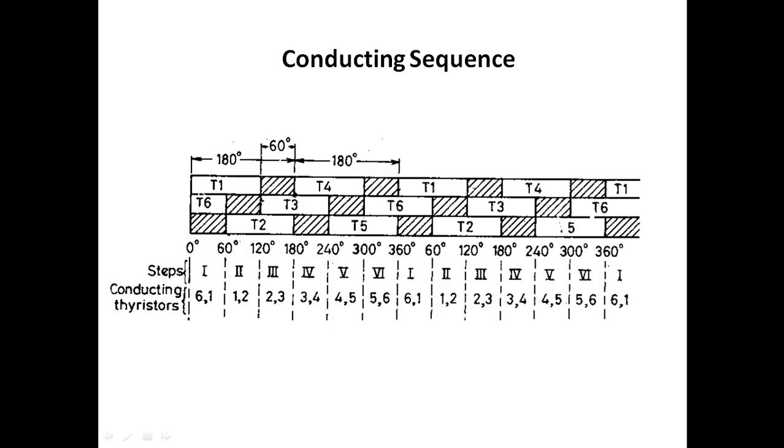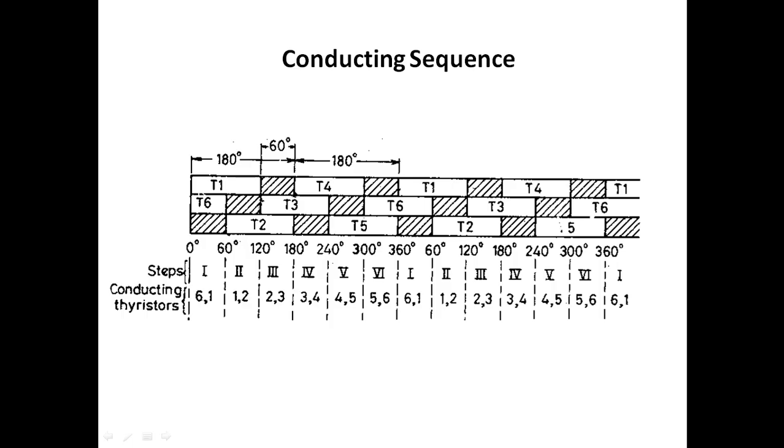In the first phase, T1 will start the conduction at 0 and it will finish at 120 degrees, and for the remaining 60 degrees no devices will be conducting. T3 will start at 180 degrees and finish at 180 plus 120, that is 300. Next, from 300 to 360 there will not be any conduction of devices, so it will be the zero conduction period.